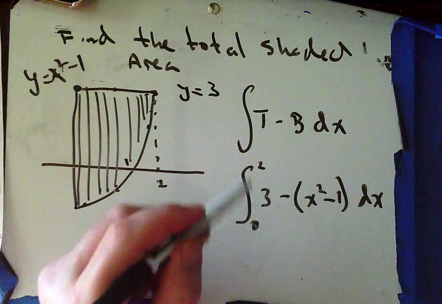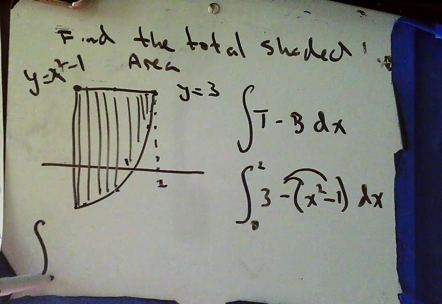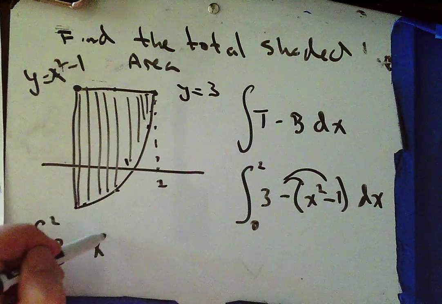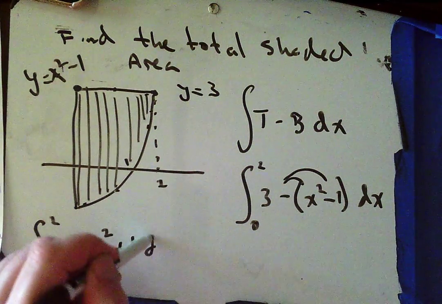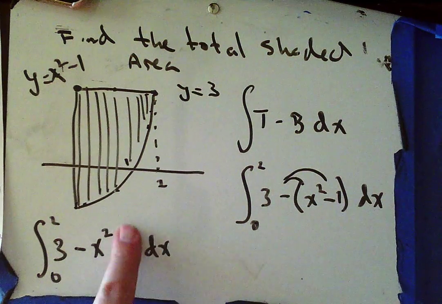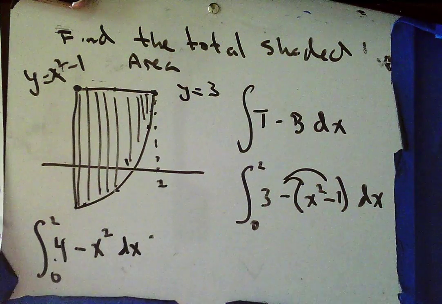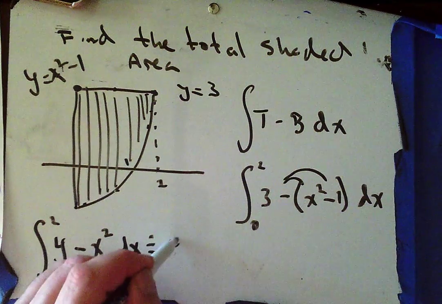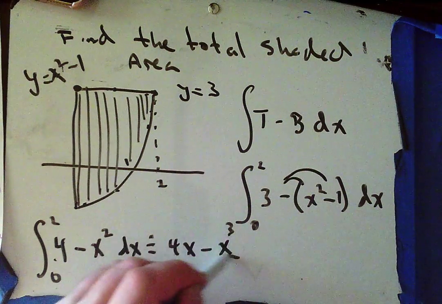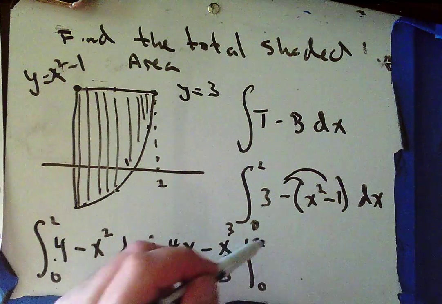Okay, so I would take the time to distribute. I do think that's worth it, to make this problem as less visually disrupting as possible. And look, I can combine like terms. So this can be a 4 minus x squared dx. Antiderivative of 4 is 4x. Antiderivative of x squared is x to the third over 3. And we want to evaluate from 0 to 2.